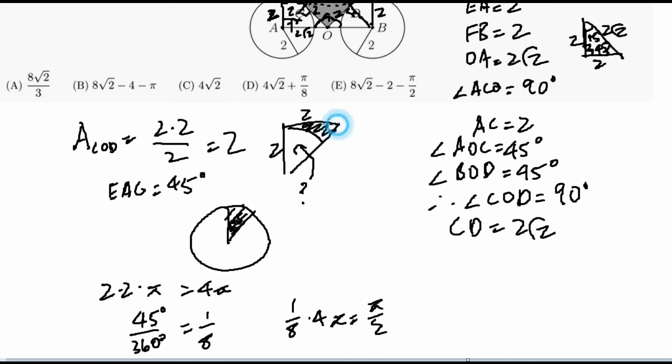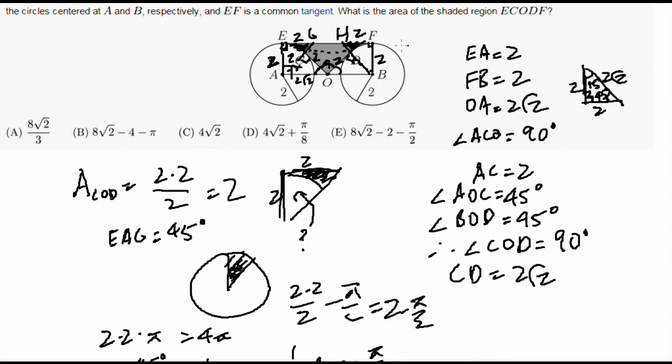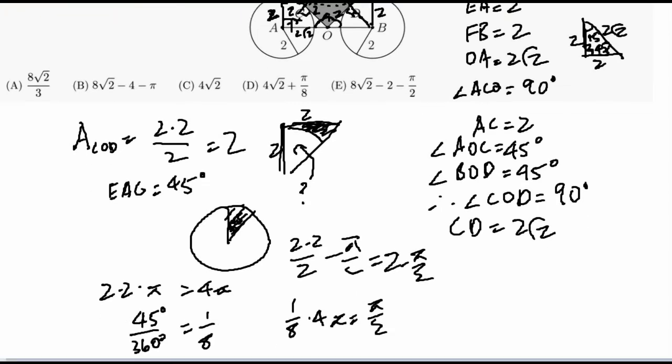So to get the sliver, we need the area of the entire triangle, which is 2 times 2 over 2, base times height, and subtract the area of this arc, or sector, or whatever you want to call it, minus pi over 2, and you get 2 minus pi over 2. So that's the area of these small slivers right here. Okay, so I'm just going to make some room.